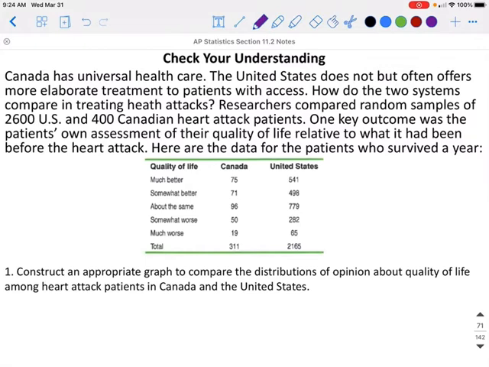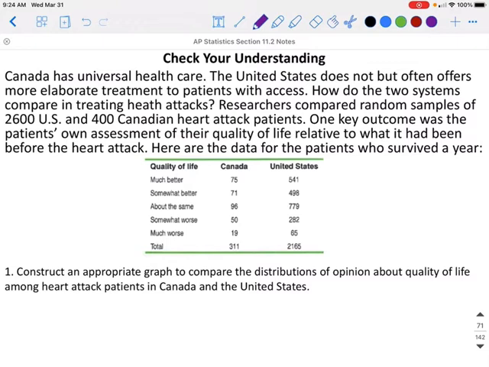Canada has universal health care. The United States does not, but often offers more elaborate treatments to patients with access. How do the two systems compare in treating heart attacks? Researchers compared random samples of 2,600 U.S. and 400 Canadian heart attack patients. One key outcome was patients' own assessment of their quality of life relative to what it had been before their heart attack. Here are the data for the patients who survived a year.